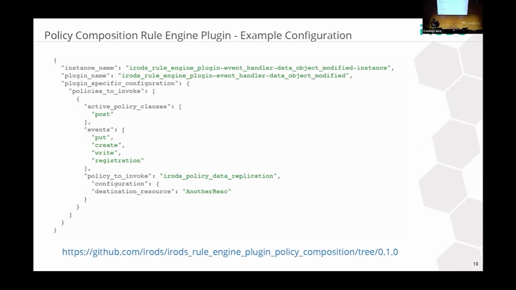If we look a bit above, those of you familiar with or who have toyed around with dynamic PEPs may notice the post clause. You can choose when to invoke the policy. So in this case, it's post. And then towards the bottom, you see another member that says policy to invoke. This is where you put the rule or policy that you want to invoke should this event come up. So this would just go in your plugin configuration in the server config.